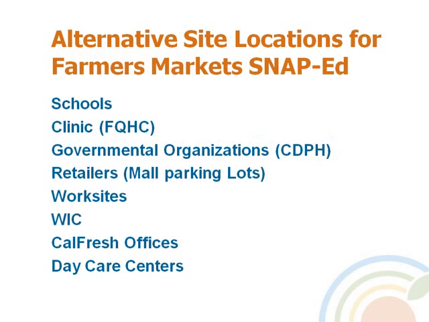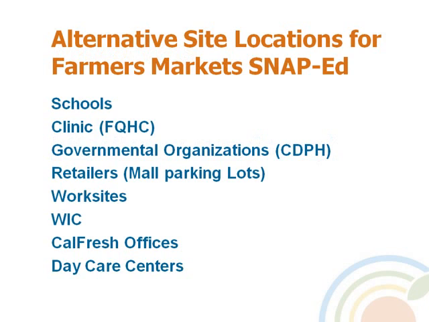Alternative site locations for farmers markets. There are alternative site locations that we've seen in California that should be considered also for SNAP-Ed interventions. We've seen farmers markets at schools. The schools should have 50% or more of the children receiving free and reduced price meals. We've seen them at federally qualified health clinics, and there's a listing of which FQHCs qualify. Agencies should check with your PM if you're interested in working with clinics.